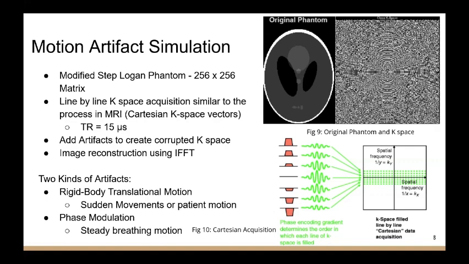We then reconstructed the image using inverse fast Fourier transform. The two different kinds of artifacts that we added were rigid body translational motion, where we essentially shifted the pixels of the original image. This is meant to represent sudden movements or patient motion. The second artifact we added was phase modulation, where we multiplied each K-space line by a different complex phase term. This is meant to represent a steady breathing motion throughout the duration of the scan.